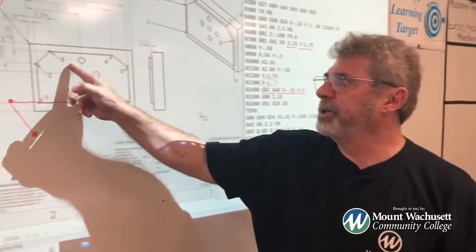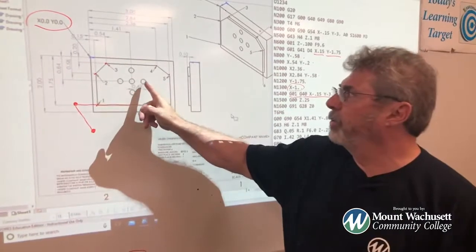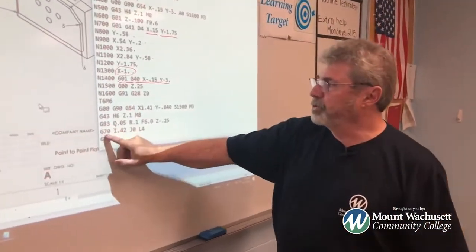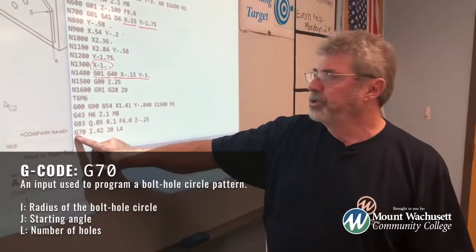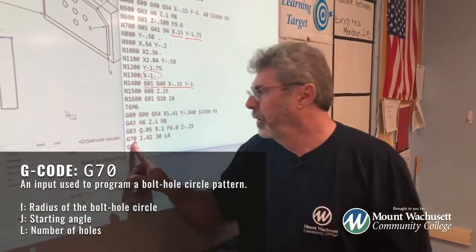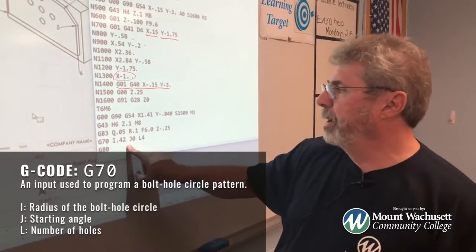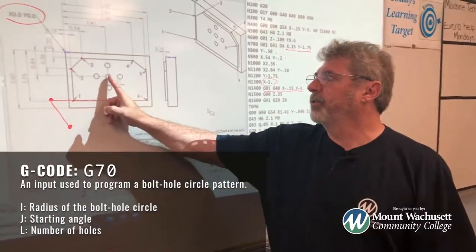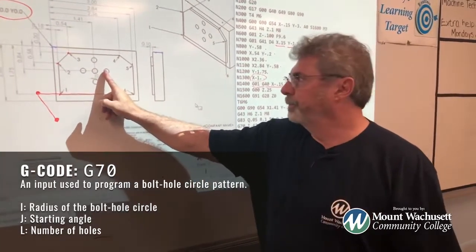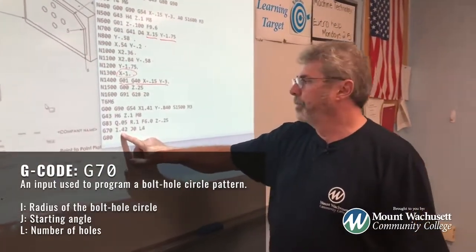Now, I have a series of holes, a bolt hole circle. So instead of calculating out the XY location of every hole, I can follow this peck drilling cycle with what they call G70. G70 stands for bolt hole circle. Drill a bolt hole circle. The I on this line right here says, what is the distance from the center of the circle of your bolt circle to the first hole? It says 420 thousandths. You have to give it 420.